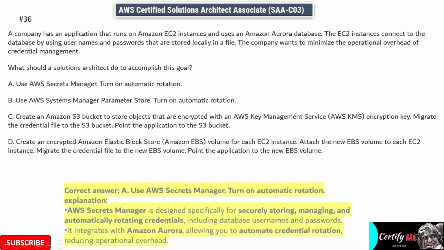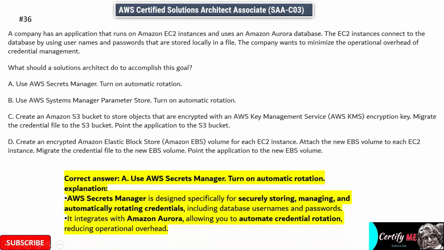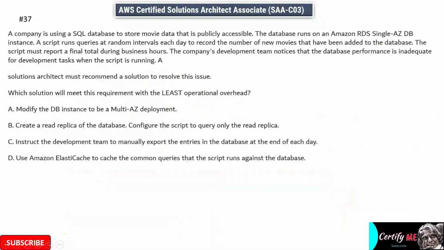The correct answer is option A. AWS Secrets Manager is designed specifically for securely storing, managing, and automatically rotating credentials, including database usernames and passwords. It integrates with Amazon Aurora, allowing you to automate credential rotation, reducing operational overhead. Next, move on to the next question.